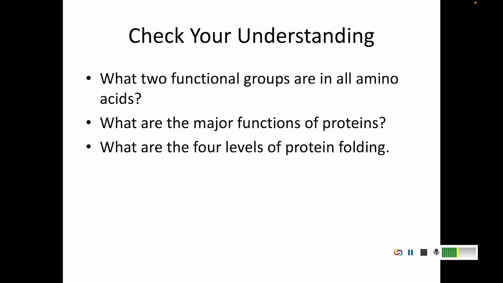So now you can tell me, what are the two functional groups in all amino acids? What are the major functions of proteins? And what are the 4 levels of protein folding?